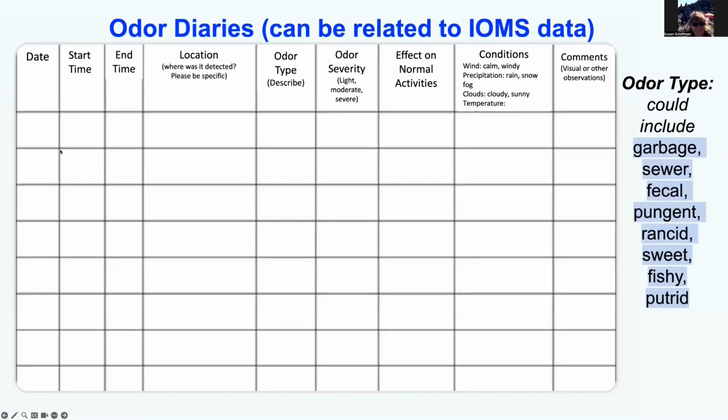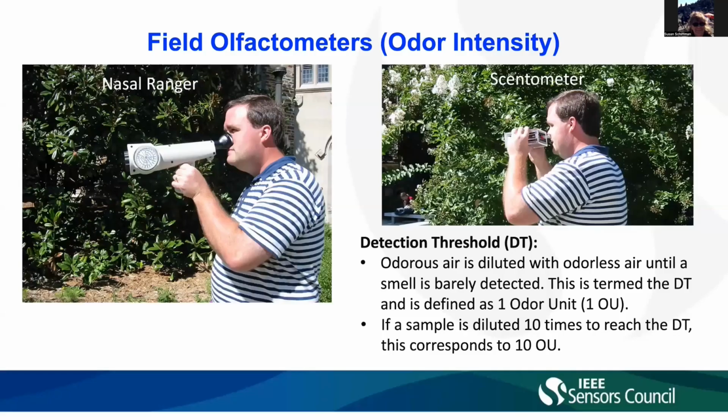Here's an odor diary. Odor diaries can be related to IOMS data. They'll tell you start time and stop time, which will give you an idea of the duration. The location will be the L. The type of odor, because it's garbage, sewer, fecal, pungent, ranch, will give you an idea about the offensiveness. The severity will give you an idea about the intensity. So odor diaries can be related to the IOMS devices.